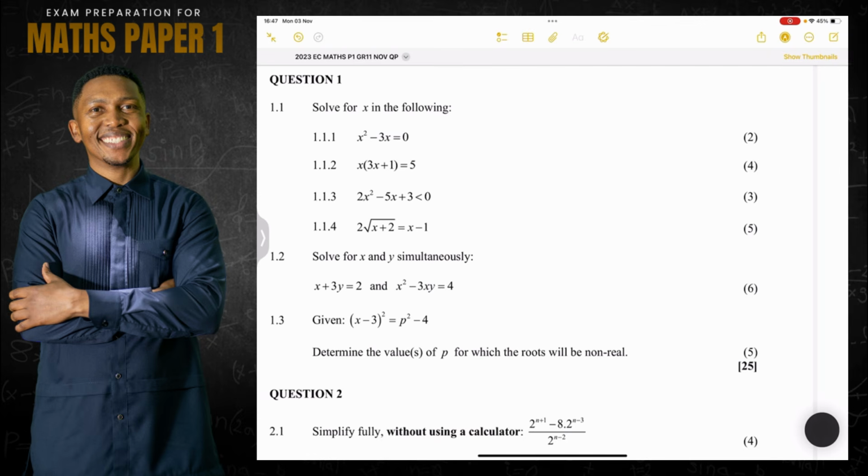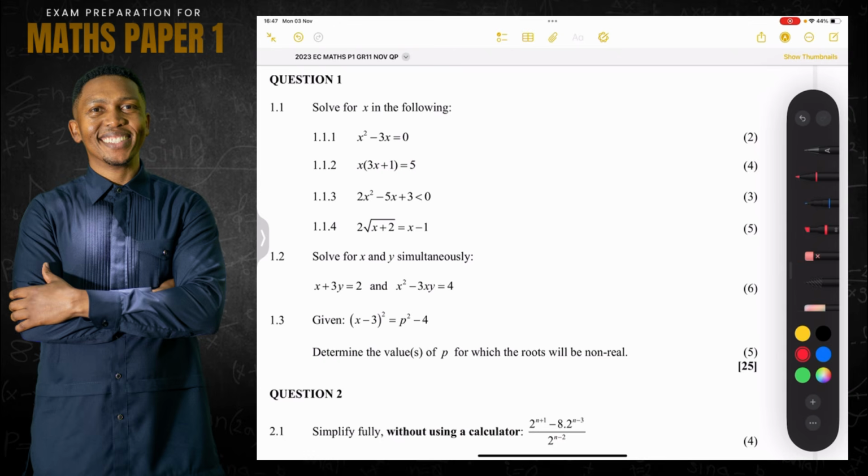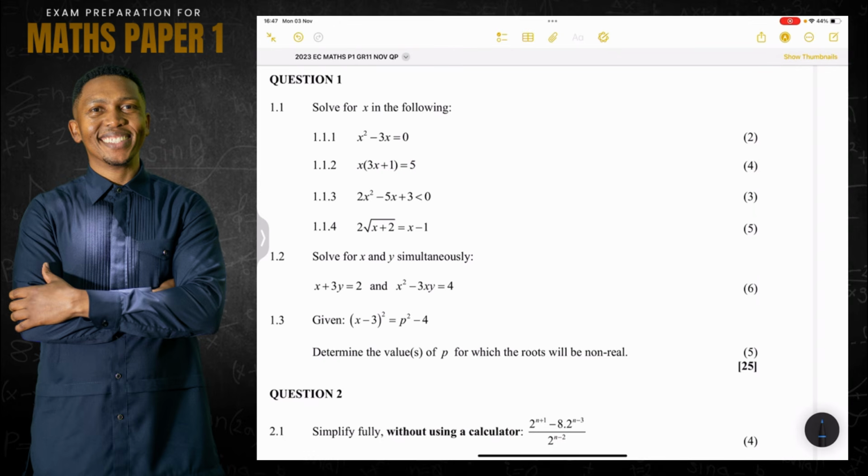Firstly, they say solve for x in the following. Please note this is a zero product rule, or in this case, a quadratic expression that is equal to 0. So we don't need to waste time here. This is going to be x squared minus 3x. But if you notice, we can take out x as a common factor. We've got x into x minus 3, which is equal to 0. So x is equal to 0, or x is equal to 3.